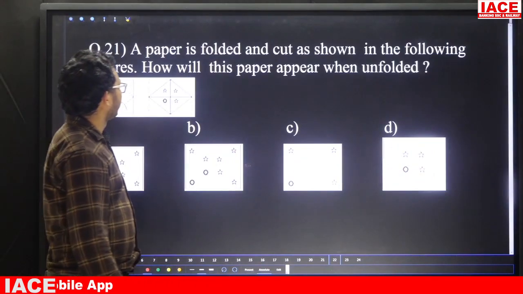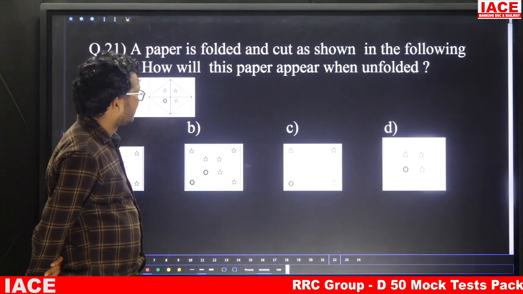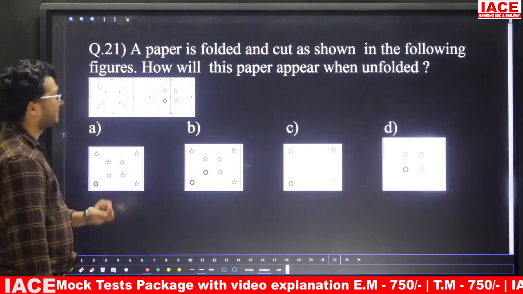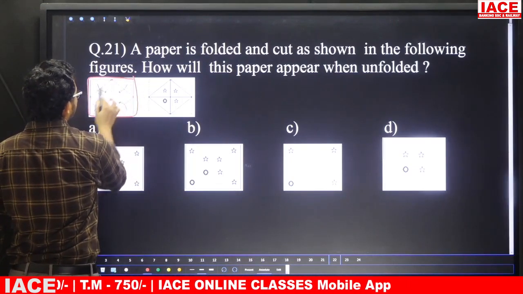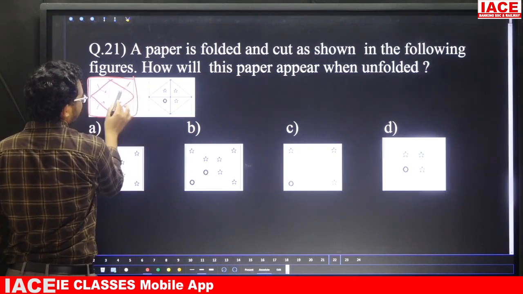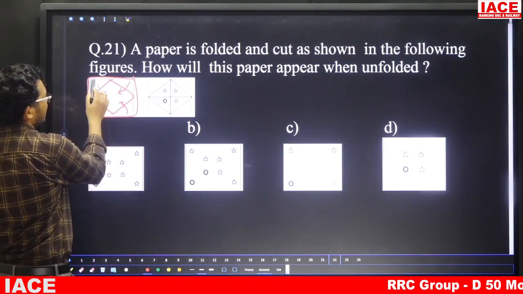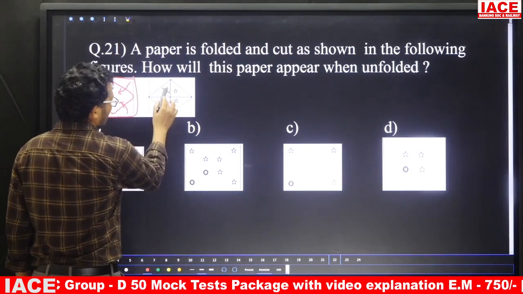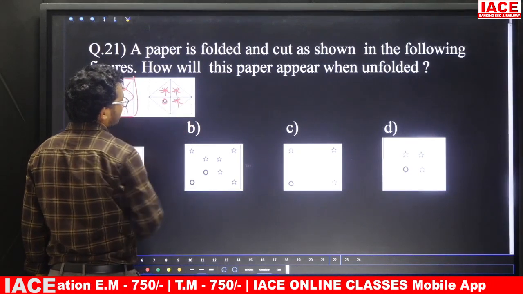Question 21. A paper is folded and cut as shown in the following figure. How will it appear when the paper is unfolded? Suppose friends, here again the question is from paper cutting and paper folding. Here they given the center one is what? Our paper is divided like this. Then this top to middle, this bottom to middle, this left to middle, next top bottom to middle, they folded. Now here they given one star shape, here also star, here also star, here also dot.